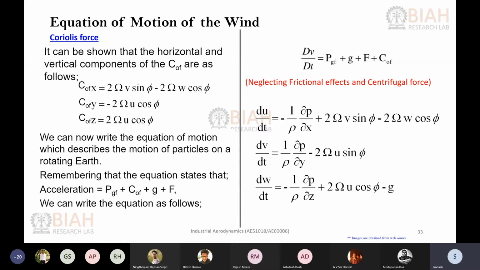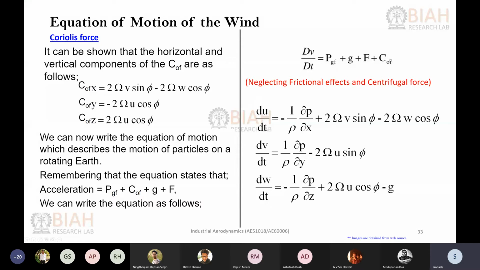Now, if you substitute the value of the Coriolis force and the pressure gradient force in the governing equation, like this is the equation, we can simply neglect the frictional force as well as the centrifugal force and the gravitational force together. Then the remaining terms are dv by dt equals PGF plus COF, which is your Coriolis force component.